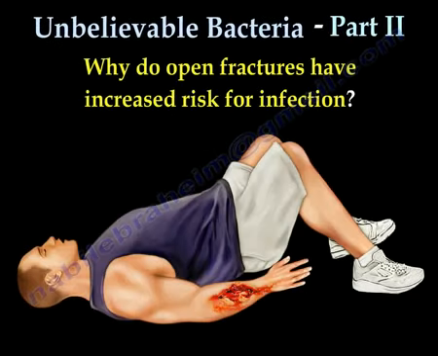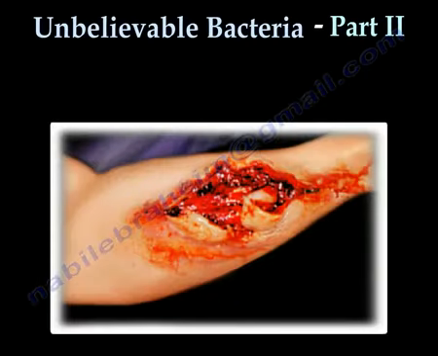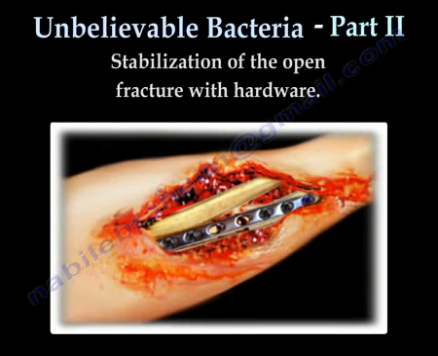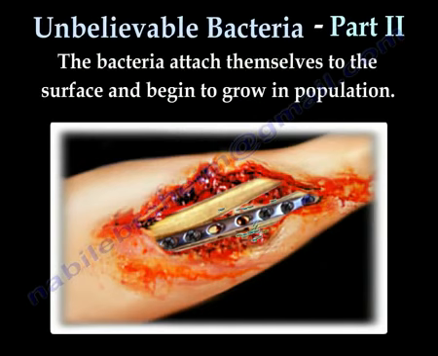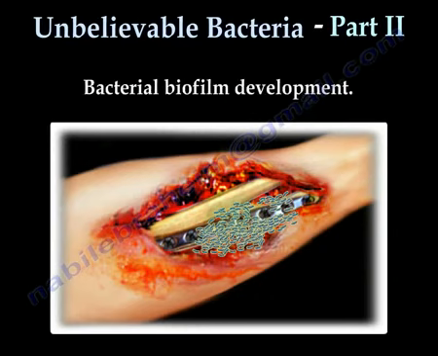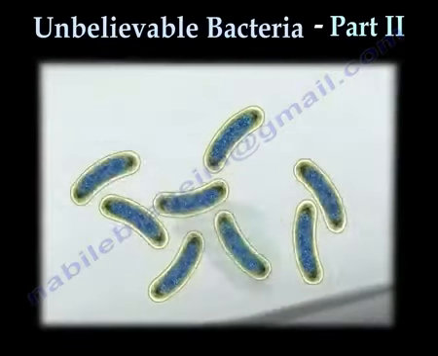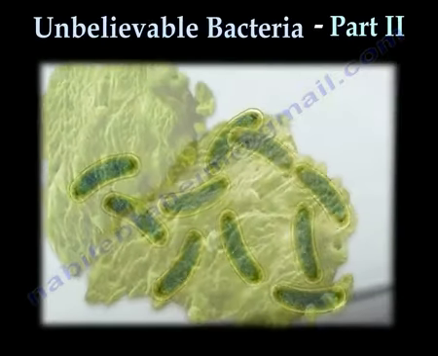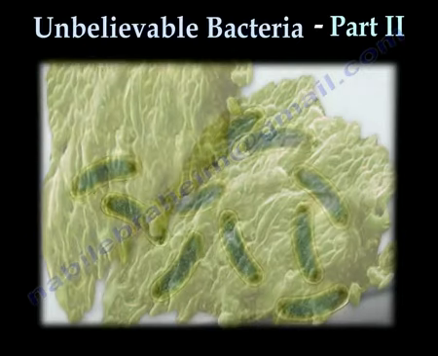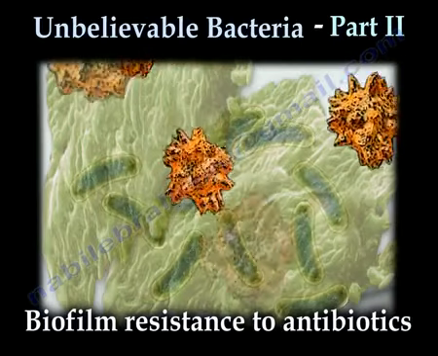Why do open fractures have increased risk for infection? The presence of bacteria within an open wound increases the risk of bacterial colonization when hardware is used. Once the hardware is colonized, the bacteria grows rapidly. During the rapid growth phase, the bacteria secretes a polysaccharide sugar layer called a biofilm or slime layer that encases the bacteria. This biofilm provides protection to the bacteria against the body's defenses and antibiotics.